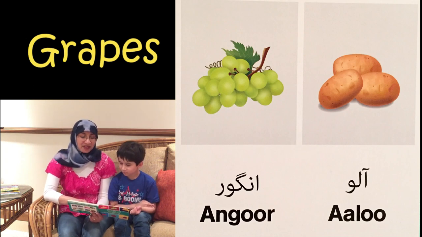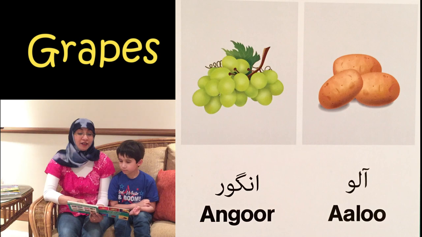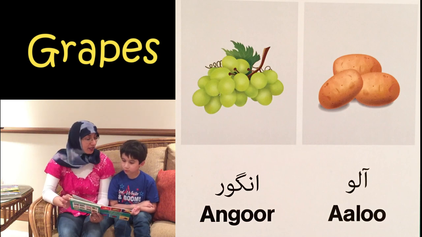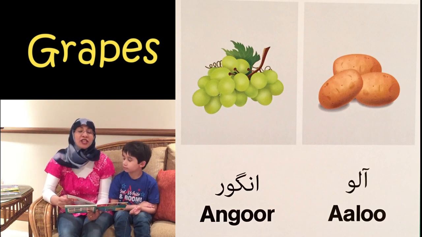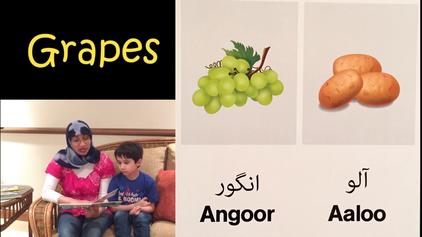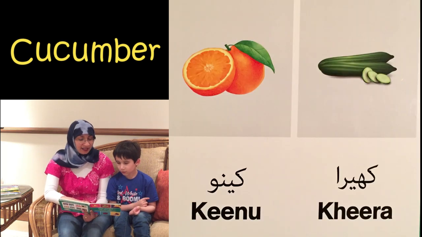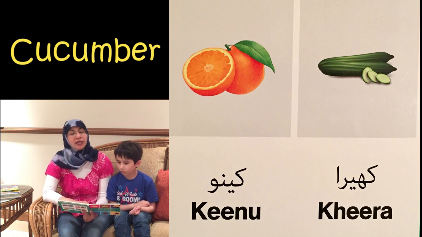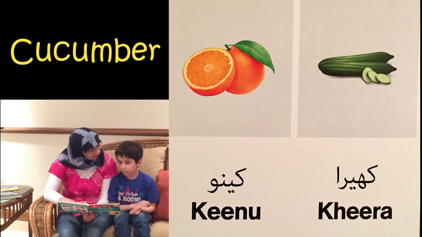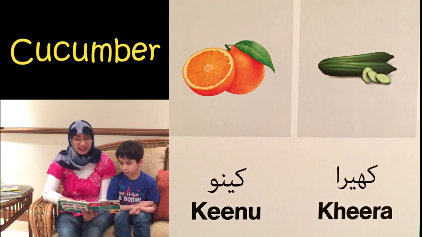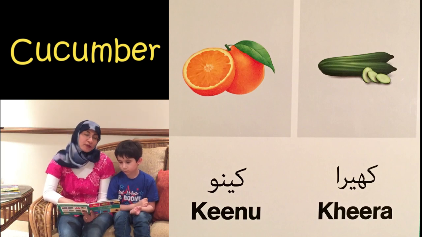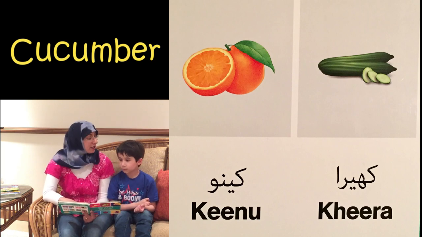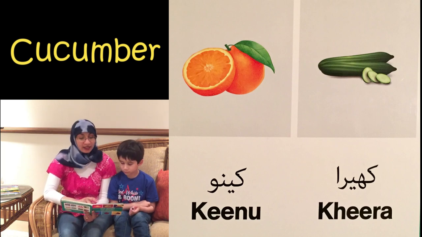Okay, next one is? Angur. Angur is? Grapes in English. In English, we call it grapes, okay? Next one is? Kira. And kira is Ishmael's favorite vegetable. He has kira every night. Right, Ishmael? Every night he eats kira. Kira is cucumber. What is it? Cucumber in English.